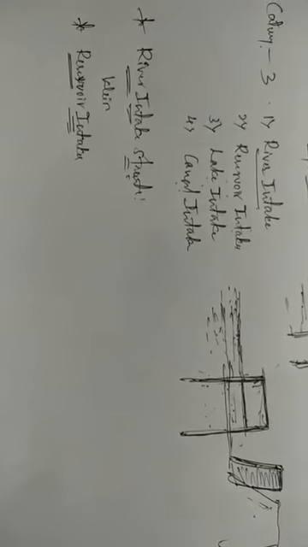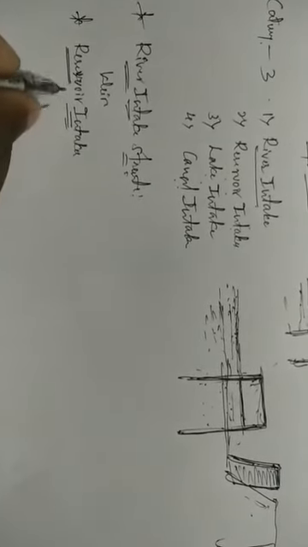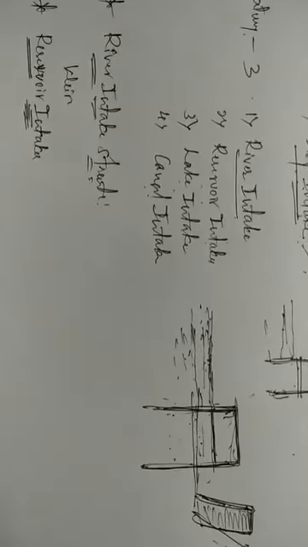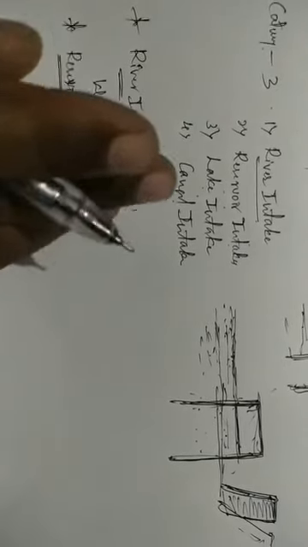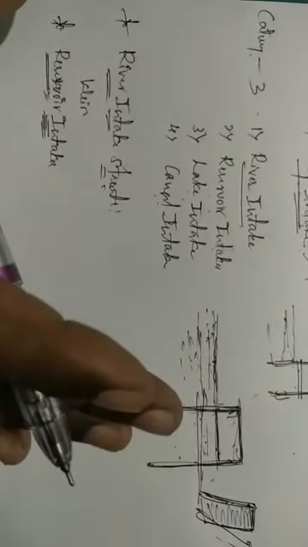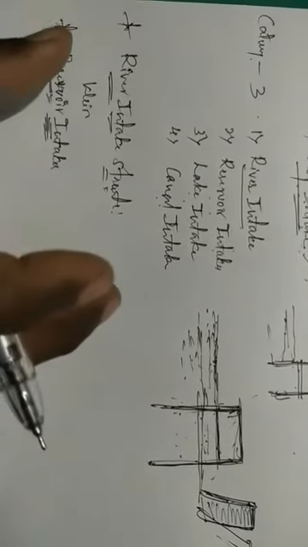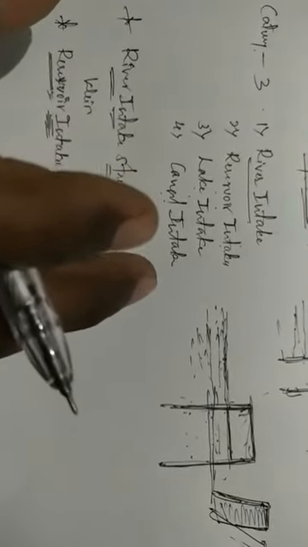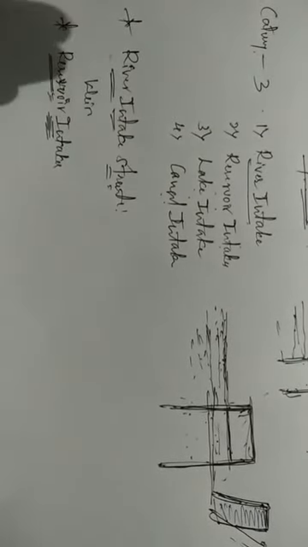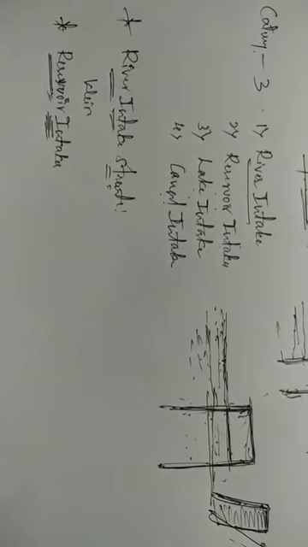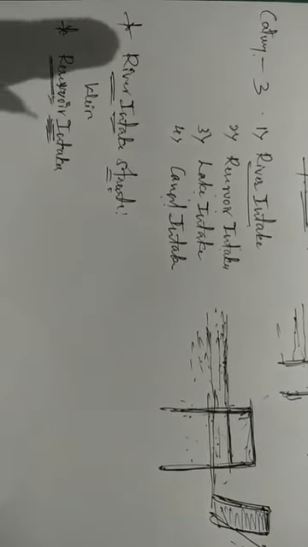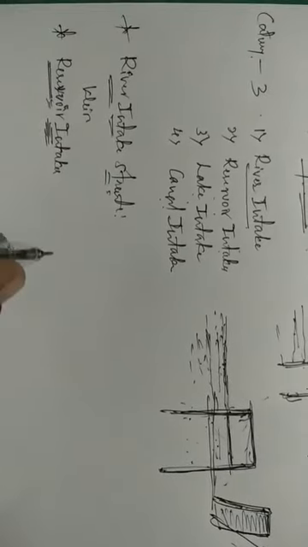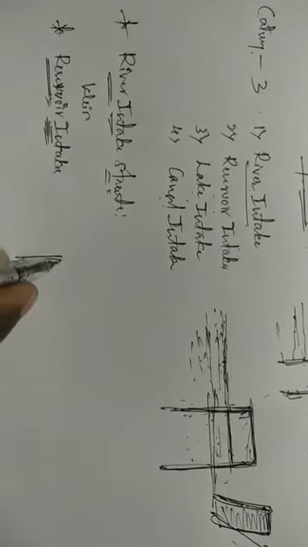Next one, reservoir intakes. In the river intake, whenever the river is in flow, we can withdraw a sufficient amount of water. If the water level is low in the river, we cannot withdraw a sufficient quantity of water. For that reason, we construct dams or reservoirs to store the water for some period of time, and there we construct intake structures to convey water to the treatment plant.